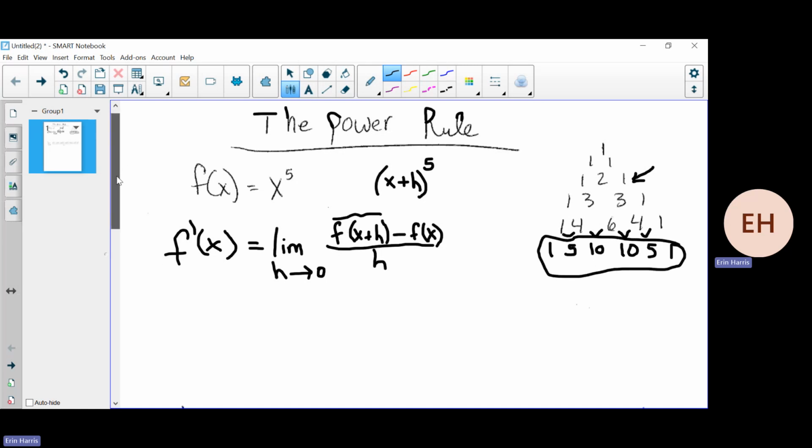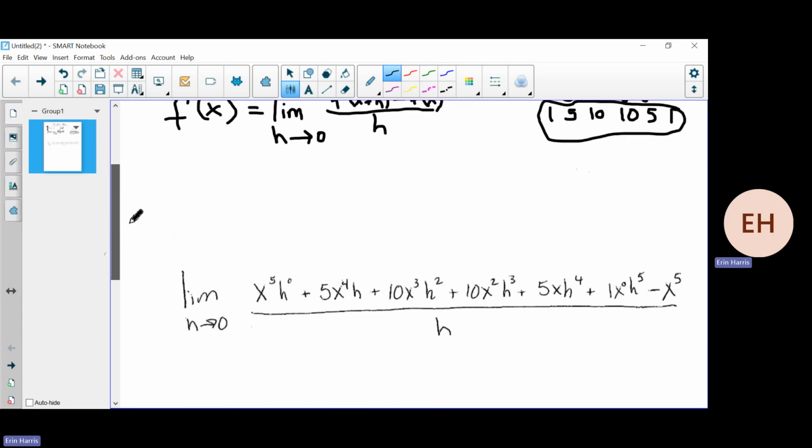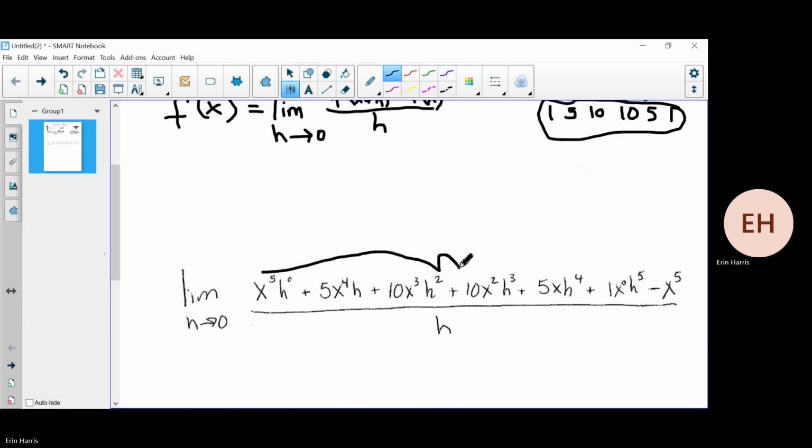So then if I scroll down to here, here's f of x plus h. It's all this big long thing. So the coefficients, there's a 1 here that we don't see, and then the 5, the 10, the 10, the 5, the 1, and the power of x starts at the greatest power, x to the fifth. H starts at the lowest power, h to the 0, which is just 1, right? Anything to the 0 is just 1. So really, this term is just x to the fifth, and this term is just h to the fifth.